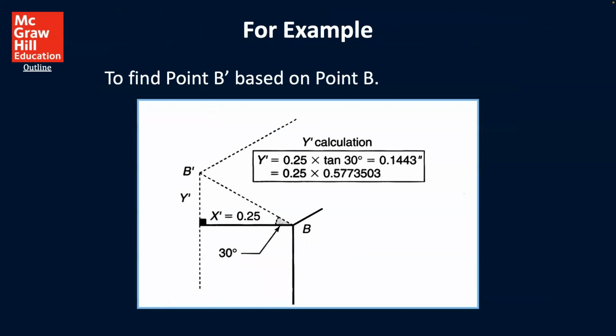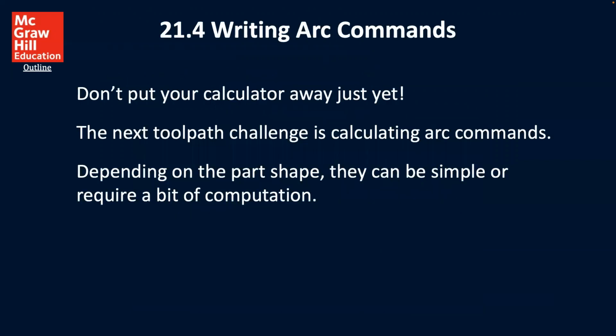To find the point B prime based on B, we can look at the figure here, and with the rotating and translational way of doing this, we're going to have to do this kind of calculation. You're going to have to know trigonometry and geometry to work that out by hand. Okay, for writing an arc command, don't put your calculator quite away yet, because we have to think about this for arcs.